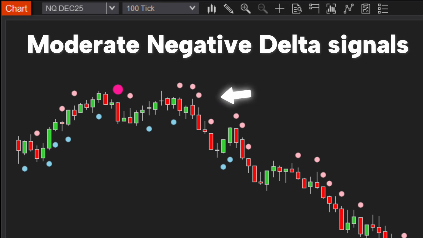On the other hand, you'll also notice small, light pink dots appearing on the chart. These are the moderate negative delta signals. What they tell you is that selling pressure is showing up, but it's not as strong as with the strong negative signal. In other words, it's an early sign that sellers are starting to step into the market.